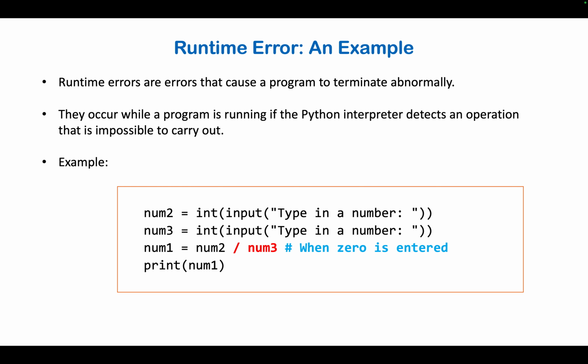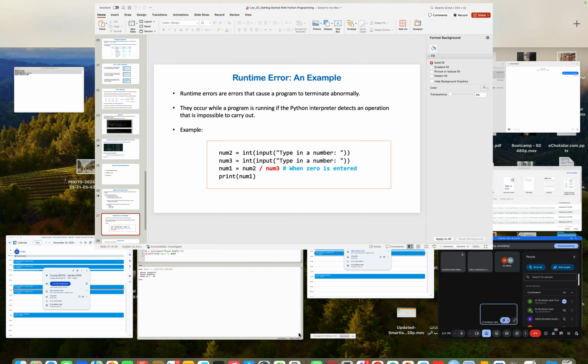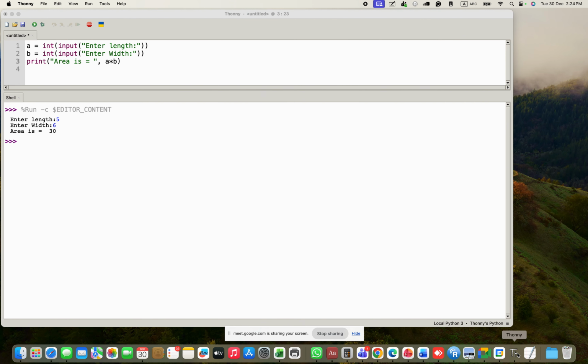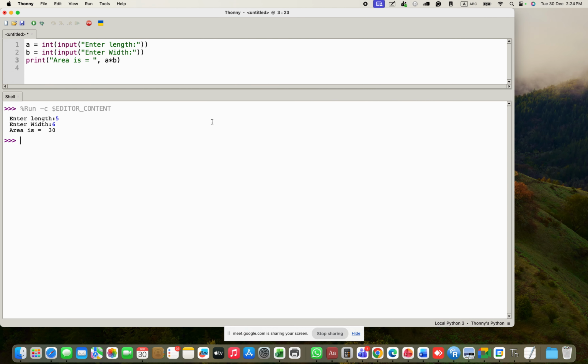Can you do an example in Python? I just did. You weren't there that time. I did that Python example here. Which one do you want me to do? The second one, the runtime error.